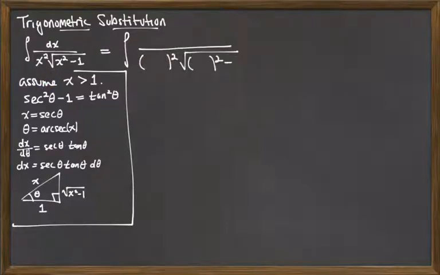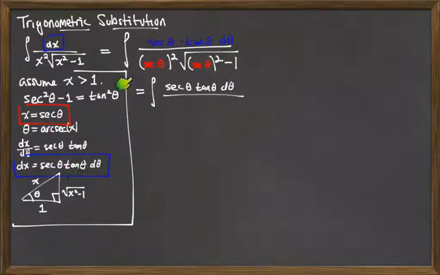We're now ready to carry out the substitution. I have x squared times the square root of x squared minus 1 in the denominator. Every instance of x should be replaced with a secant of theta, so I'll have secant squared of theta here. Don't forget to carry out the substitution for the differential. dx is equal to the secant of theta times tangent of theta, and so that should appear in my numerator as well.